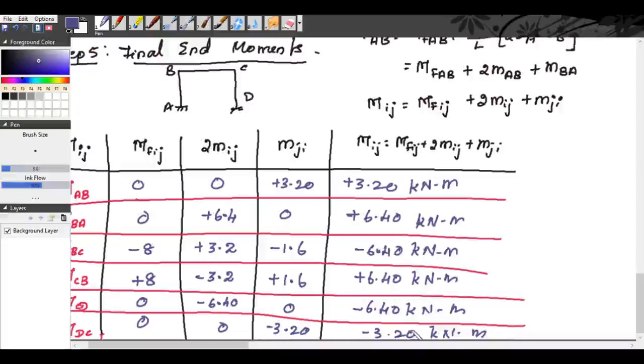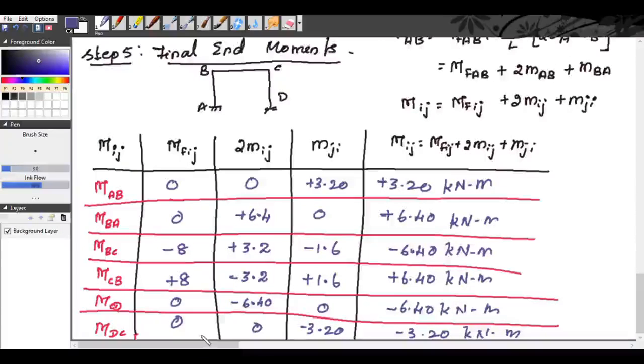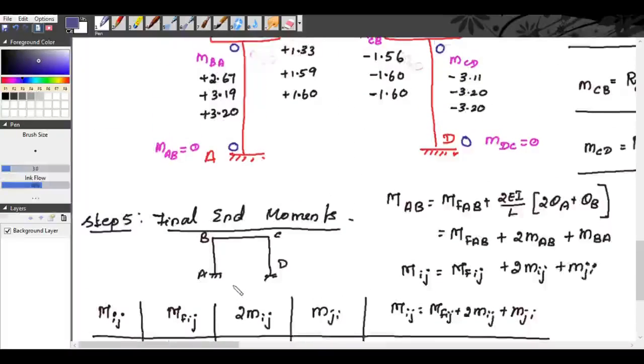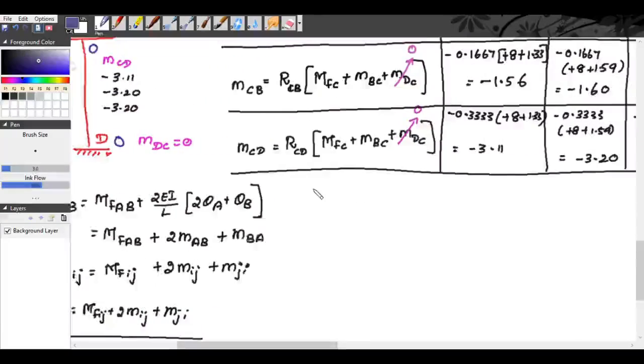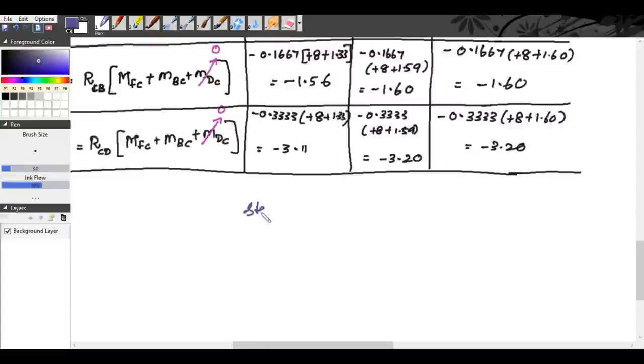Now we can draw the bending moment diagram. Before drawing the bending moment diagram, we have to draw the simple beam moment diagram. So step 6 is the simple beam moment diagram. We know the simple beam moment diagram only for external loadings, so there is external loading only.